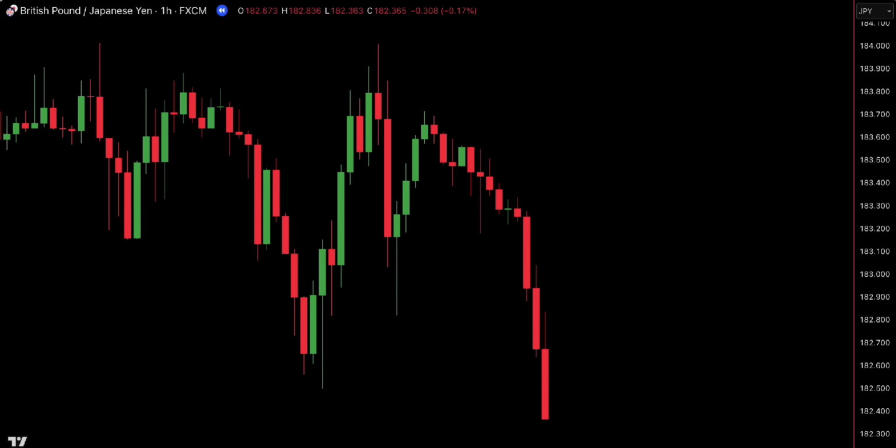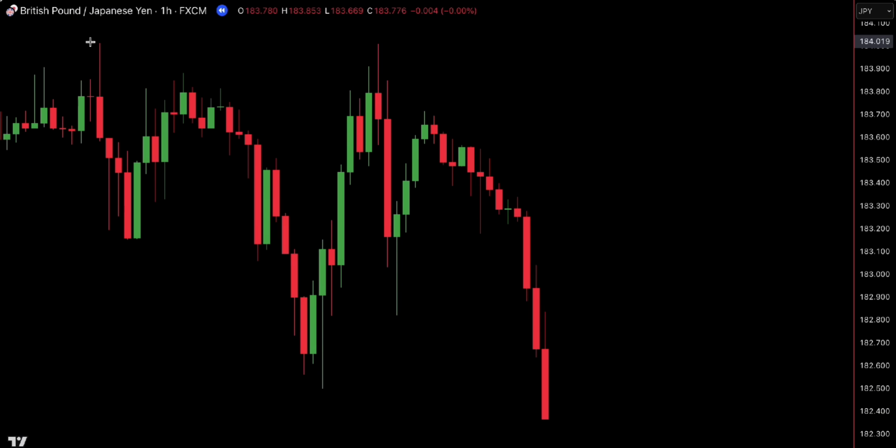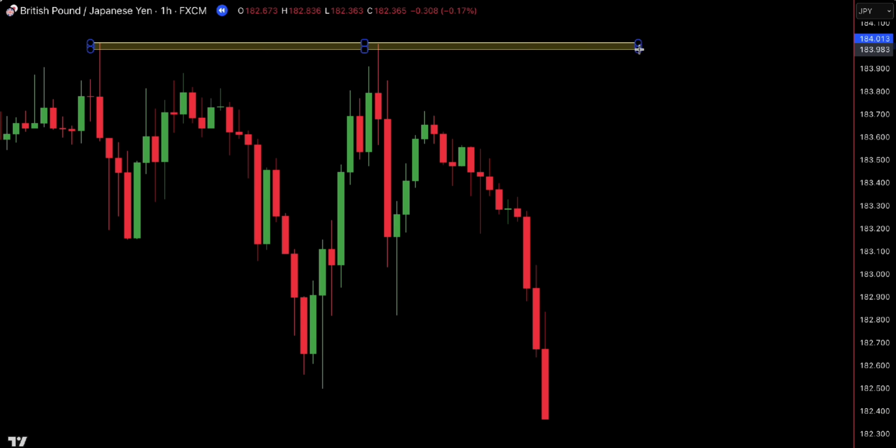One of the most common questions traders ask is, should I draw my support and resistance as lines or zones? Let's break it down using an example from the British pound, Japanese yen. A single horizontal line works well when all the reversal points align perfectly along that line. As you can see here, by plotting one line, we can identify a clear and obvious resistance level because the reversal points align perfectly. However, in most cases, price doesn't react to a single exact level. It moves within a zone rather than a fixed point.